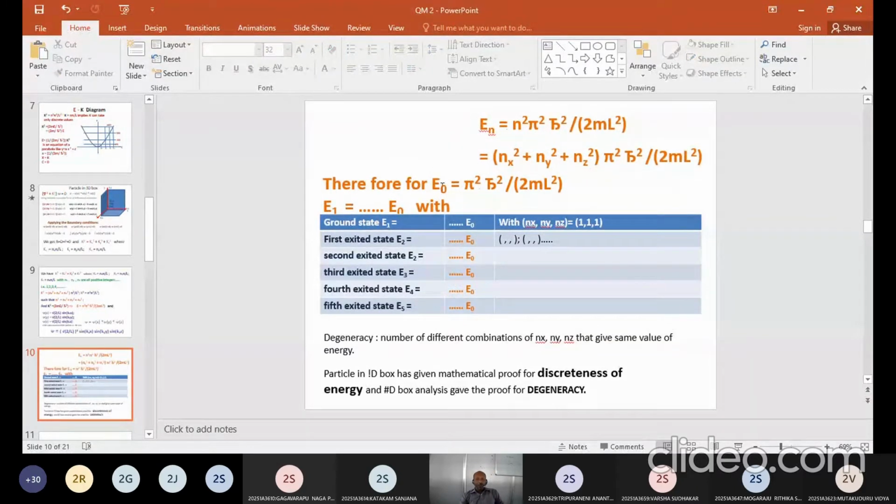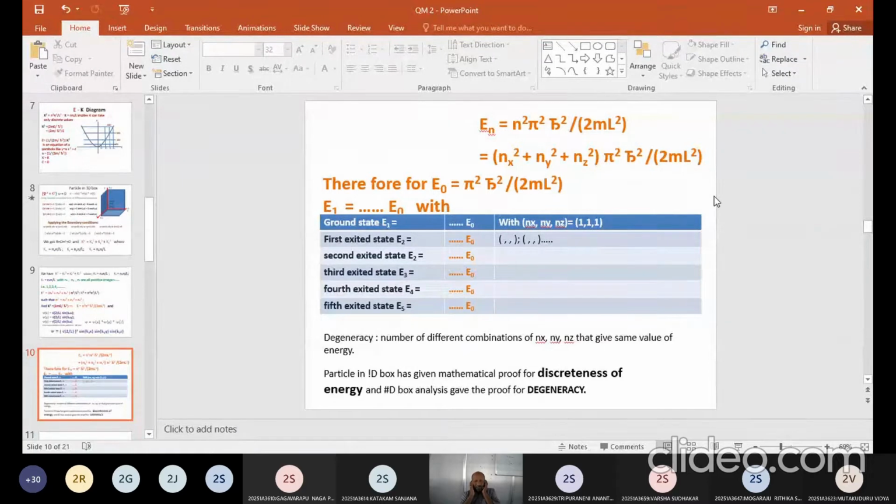Okay, let me say E0 is equal to pi square h cap square by 2ml square, and n square is equal to nx square plus ny square plus nz square. So what will be the first energy value? Ground state energy. What will be the value of the ground state? 3 pi square.